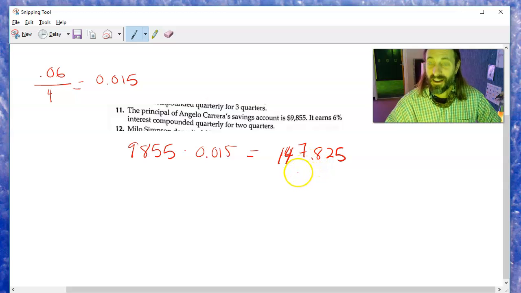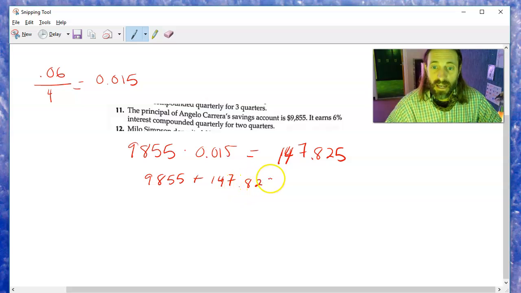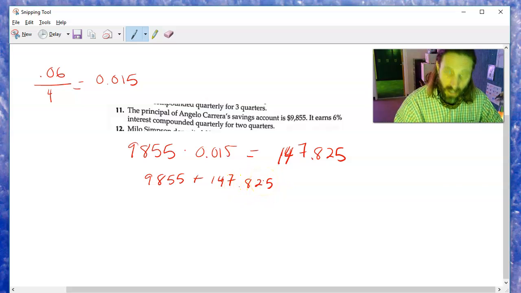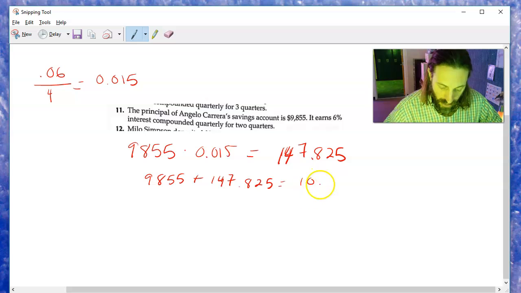Now we need to do that again for quarter 2. So I'm going to add 98.55 and 147.825. Now on my calculator, I can just hit plus 9855, enter, and it gives me the total, 10,002.825.